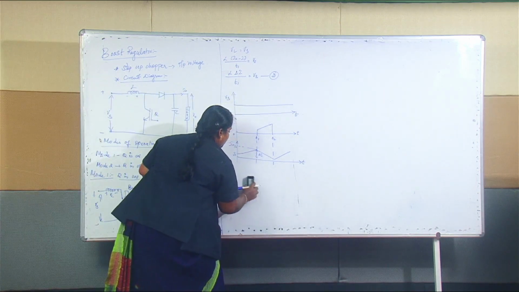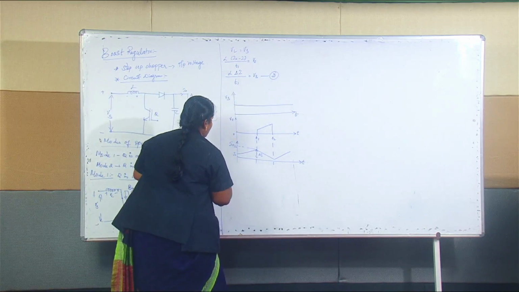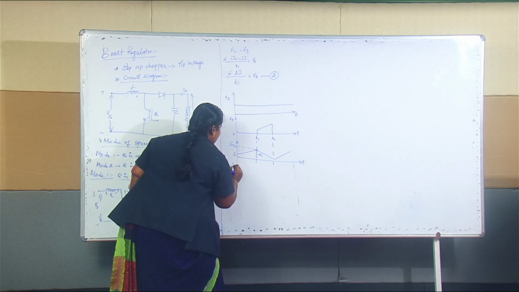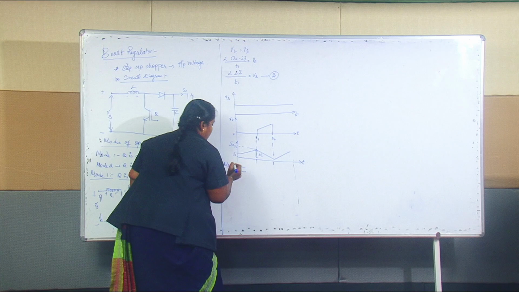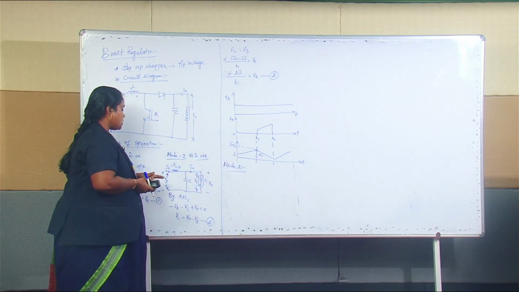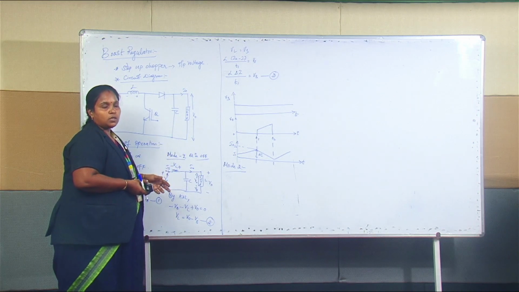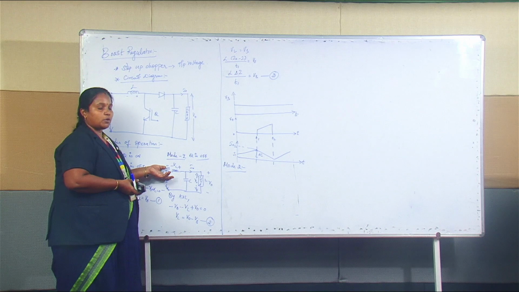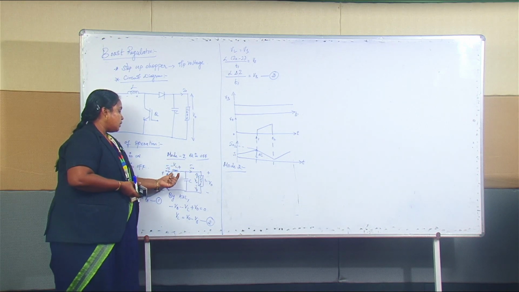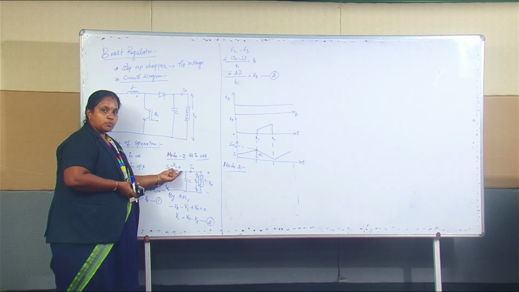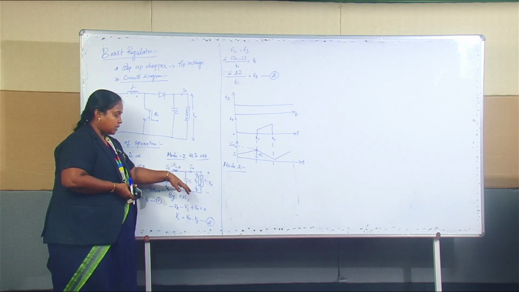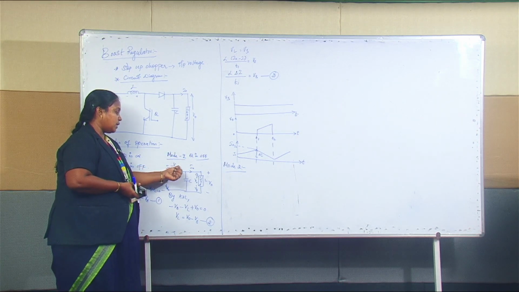Now consider mode 2 operation. For mode 2, as I said, your switch is considered to be turned off. When the switch is turned off, your inductor starts to discharge, which is going to provide a supply for your load. During the discharging mode, the polarity of your inductor will be reversed, so it will become positive, negative.